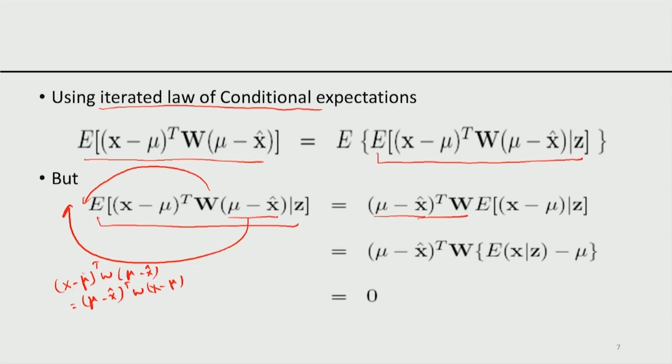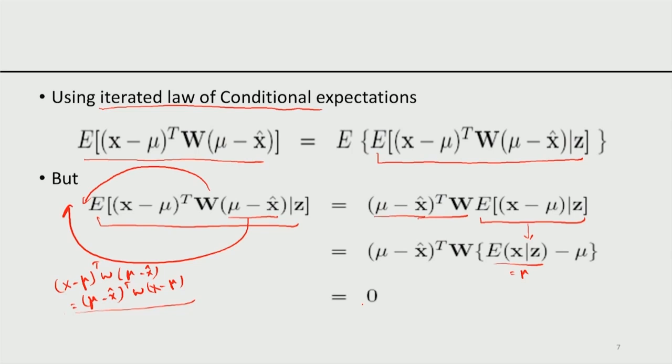Therefore these two are essentially the same, and we have used this particular fact in trying to go from the left hand side to the right hand side. Now, expectation is a linear operator. Expectation of a sum is a sum of the expectations. Given Z, mu is already known. Therefore, this expectation can now be written as expectation of X given Z minus mu. But from the definition, this is mu itself. Therefore, mu minus mu is 0.